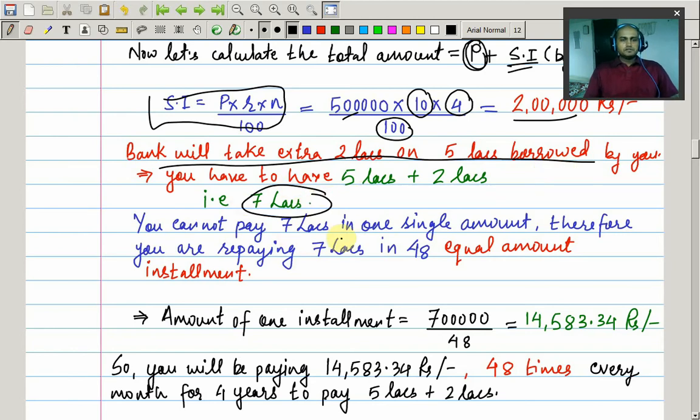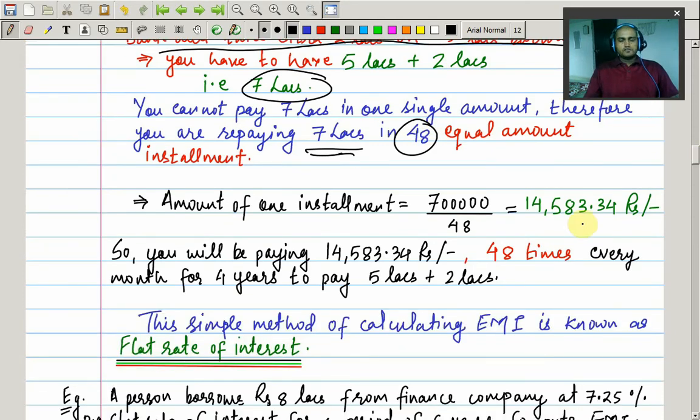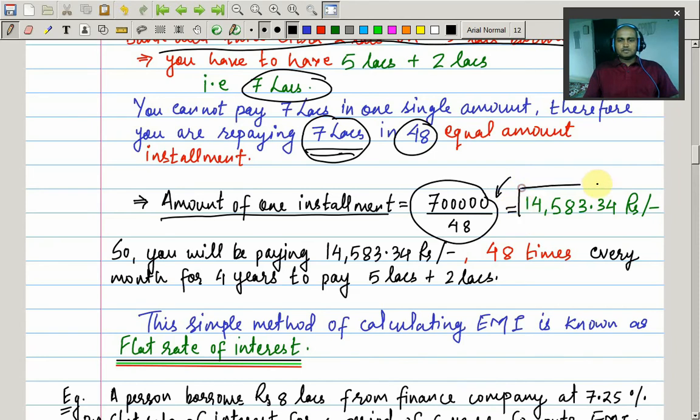You cannot pay 7 lakhs in one single amount. Therefore, you are repaying this 7 lakhs in 48 equal installments. That's very obvious how to find 48 equal parts or pieces of 7 lakh. Just divide this by 48. So the amount of one installment is this. So this is how we get the amount of installment, that's EMI, by flat rate of interest.